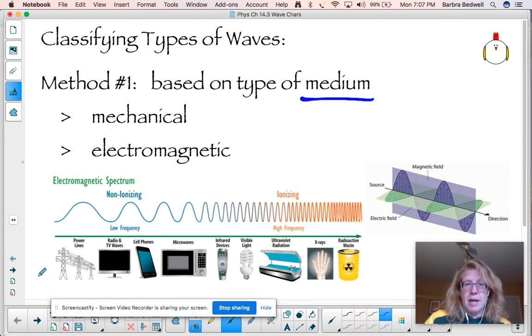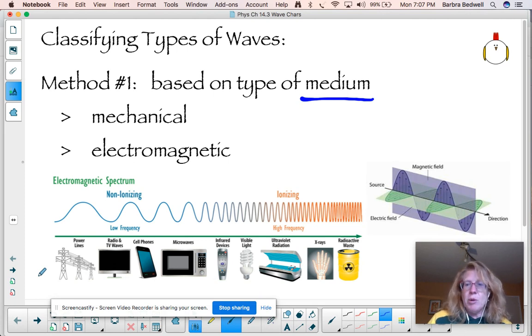Mechanical waves on the other side do require a medium. They have to travel through something. They can't just travel through space, and they're generally quite a bit slower. And they can have very different types of speeds depending on what they are. So sound waves travel at a very different speed than certain types of seismic waves travel at a different speed than, say, water waves. So they all have a different kind of range in terms of what they do. And then the medium strongly affects the speed of mechanical waves.